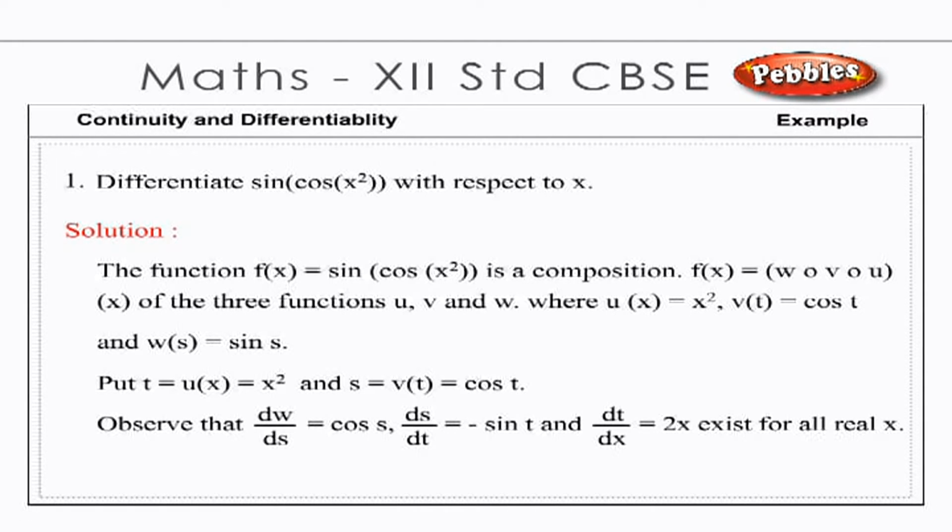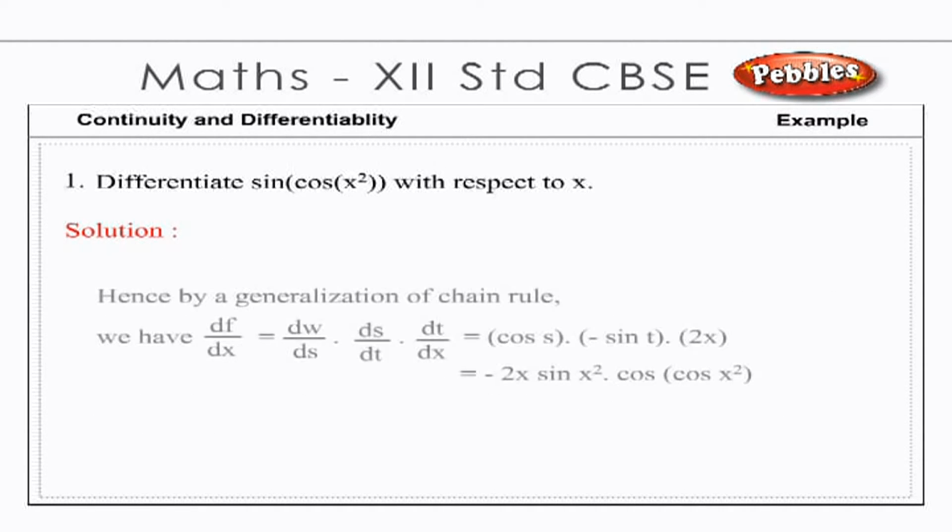Observe that dw by ds is equal to cos s, ds by dt is equal to minus sin t and dt by dx is equal to 2x exist for all real x. Hence, by generalization of chain rule, we have df by dx is equal to dw by ds into ds by dt into dt by dx is equal to cos s into minus sin t into 2x is equal to minus 2x sin x square into cos (x square) the whole.